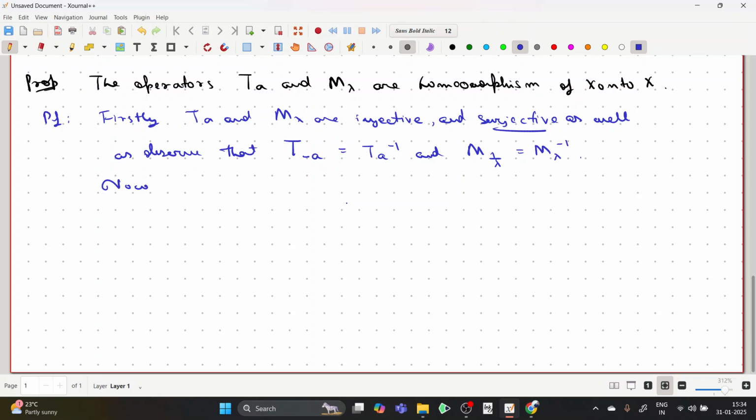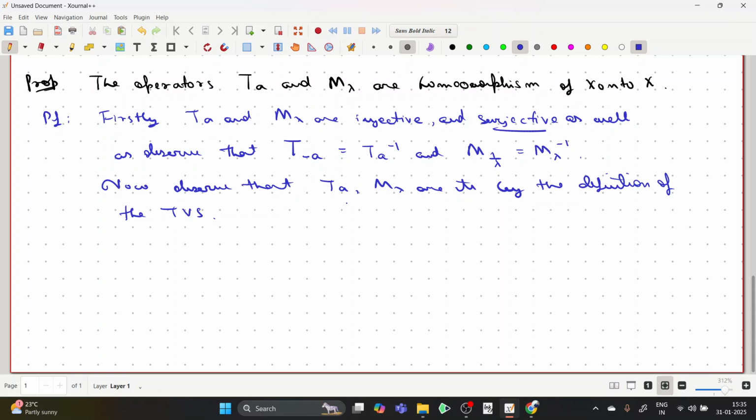Now observe that all these four operators which we have depend only upon addition and scalar multiplication, and we know that additions and scalar multiplications are continuous in nature, right. Now observe that TA and M lambda are continuous by the definition of the topological vector space, right. Because when we defined topological vector space, we said that the addition of vectors and the scalar multiplication of vectors must be continuous.